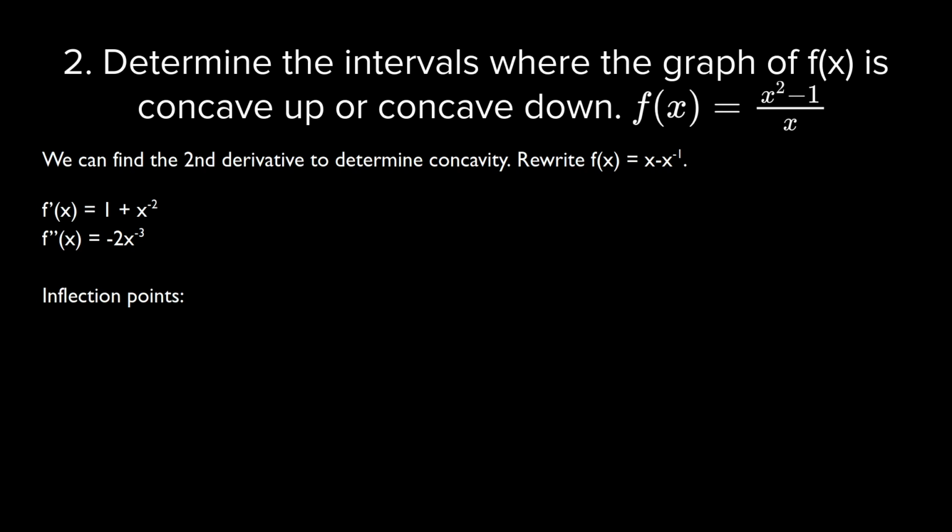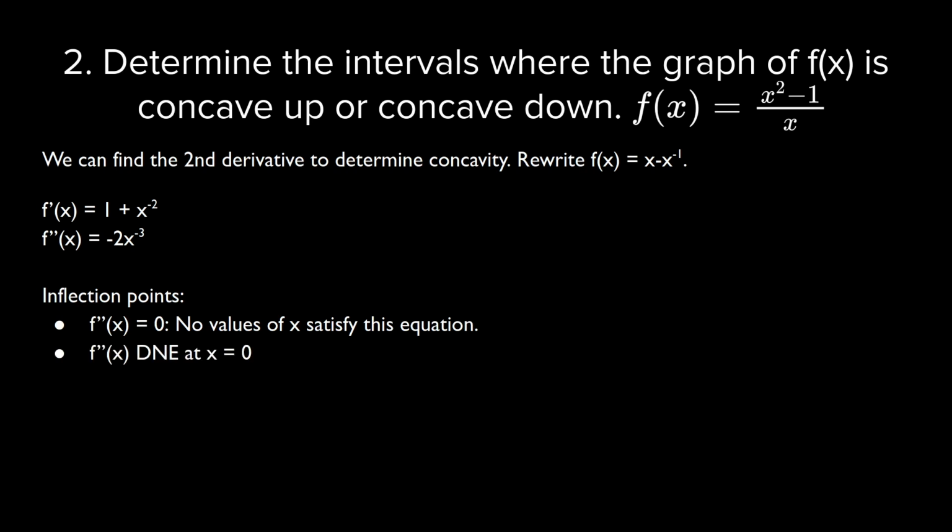So to do that, first we check if anything is equal to 0, and it turns out there are no values of x that work here. And then we check if it doesn't exist at any point, and that would be at x equals 0, so you can't take 0 to a negative power. So the only inflection point is at x equals 0.